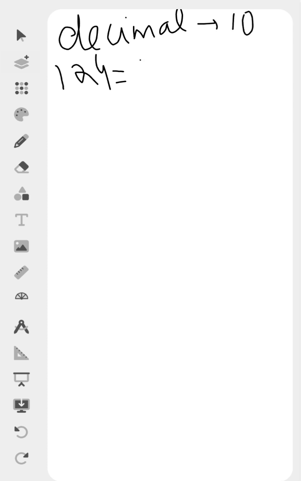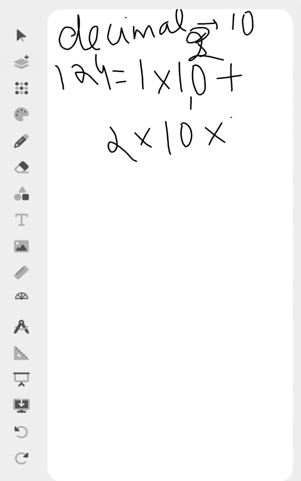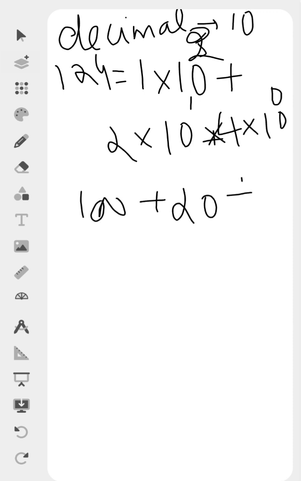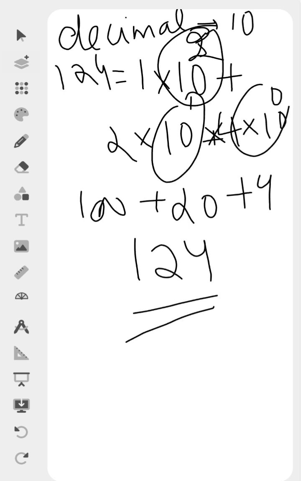So how does this conversion actually happen? If I have a number 124, because we are talking about decimal, in decimal the base is nothing but 10. So how can I write this number as 1 into 10 to the power 2 plus 2 into 10 to the power 1 plus 4 into 10 to the power 0? Because it is nothing but 100 plus 20 plus 4, which gives me 124. So I have written this number like this.